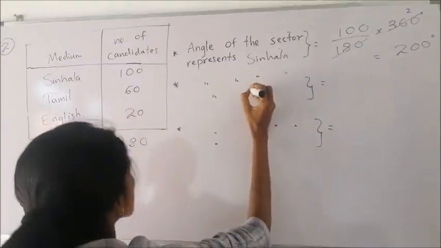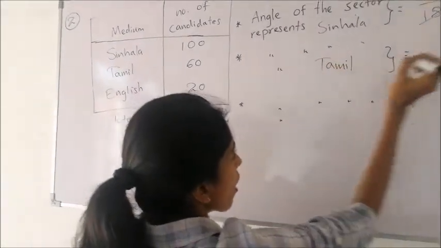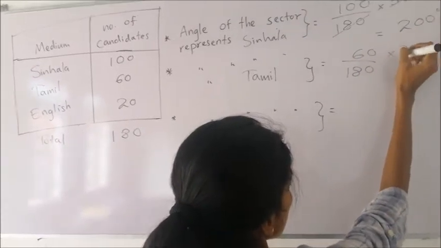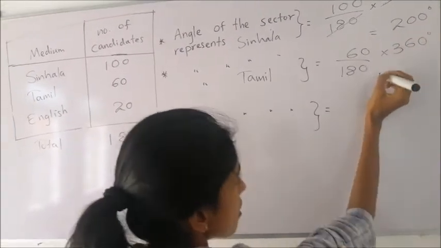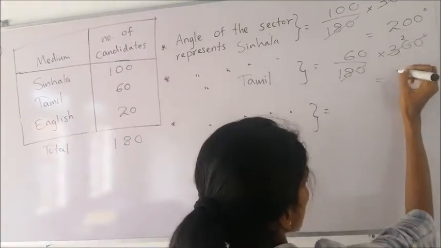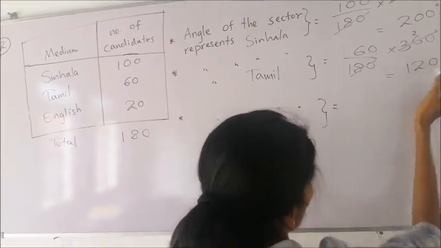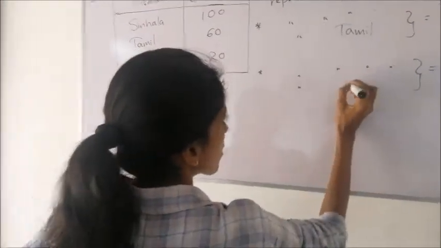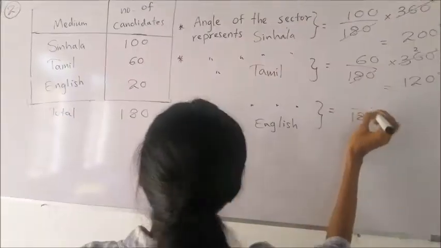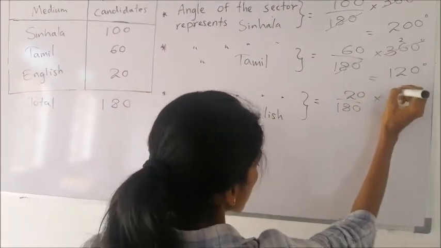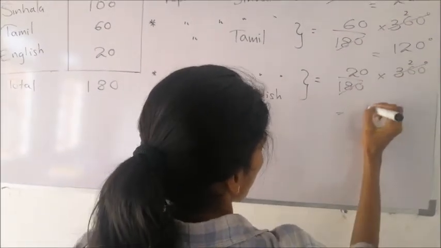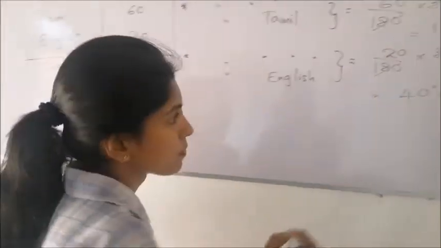Next one, in Tamil medium. Out of 180, there are 60 candidates. So multiply by 360 degrees to find the relevant angle. 2 times 6, 12. 120 degrees. In English medium, out of 180, there are only 20 candidates, multiplied by 360 degrees. 40 degrees.